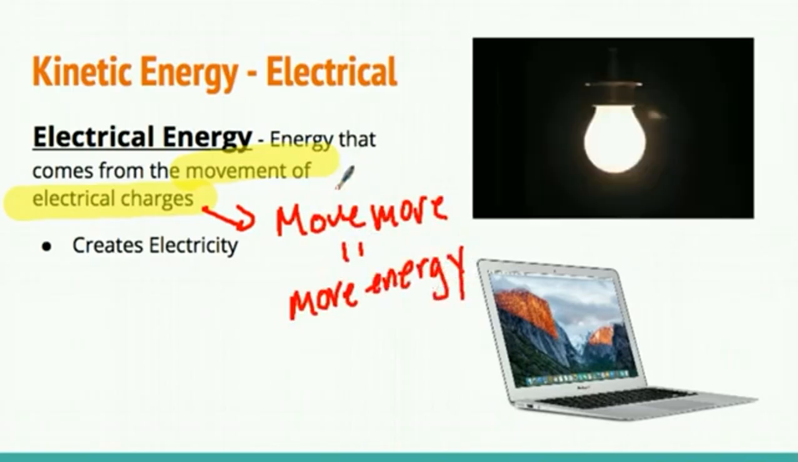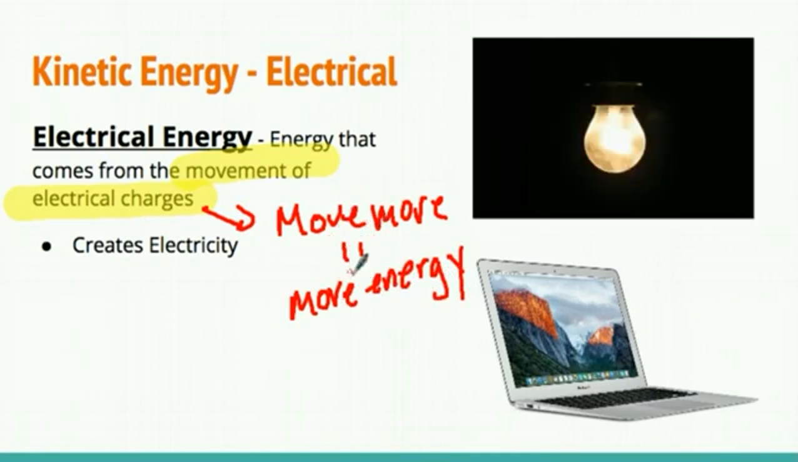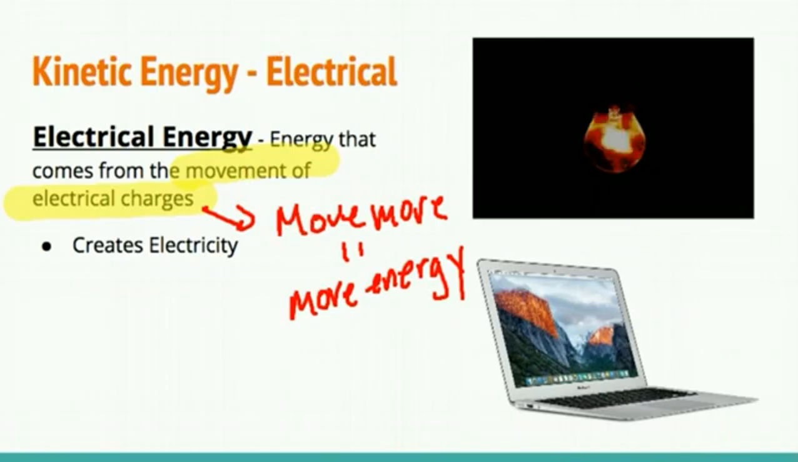So when the electrons move really, really fast, you create more energy. All right? So that's another form. Again, we see this on a daily basis, right? Anything that turns on that creates electricity, you create electrical energy, right?